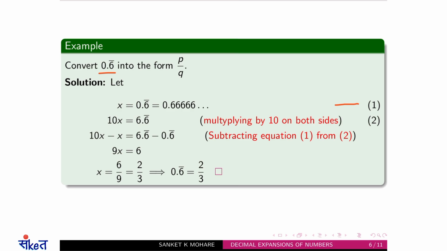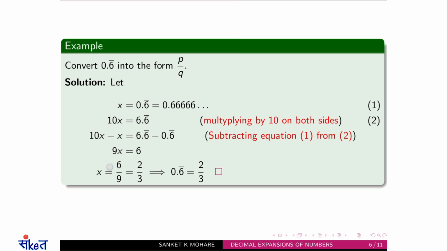Since only one digit, that is 6, is repeating, we have to multiply both sides of the equation by 10 to the power 1, that is 10. So 10 into x, 10x, and 10 into 0.6 bar. After multiplying a decimal number by 10, the decimal will shift towards the right by one place. So this is equal to 6.6 bar. We call this equation number 2. Now, as per step 3, we have to subtract equation 1 from equation 2. Then 10x minus x is equal to 6.6 bar minus 0.6 bar. That is 10x minus x, 9x, and 6.6 bar minus 0.6 bar is equal to 6.